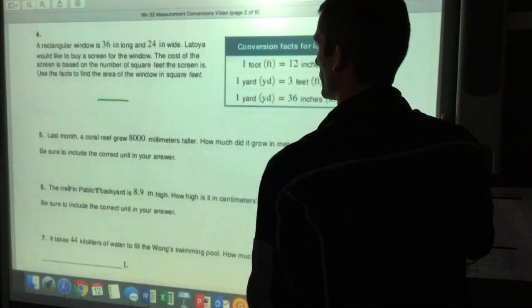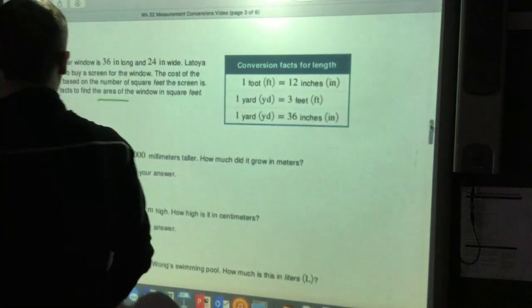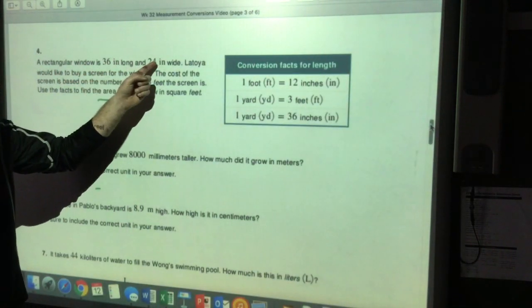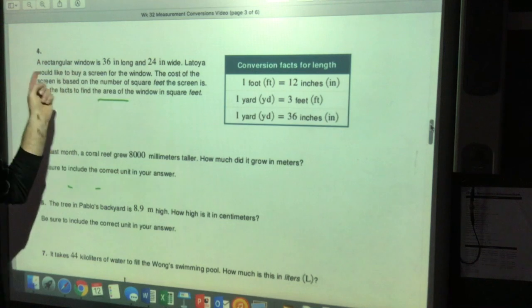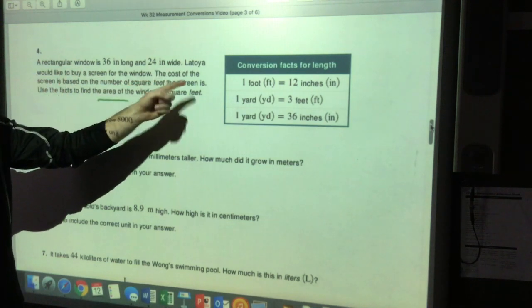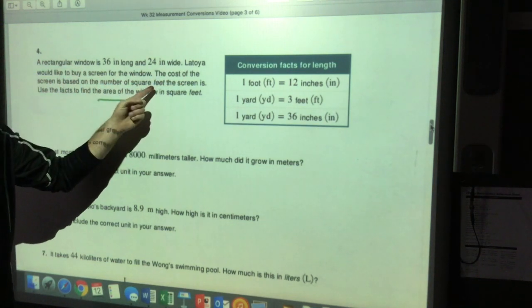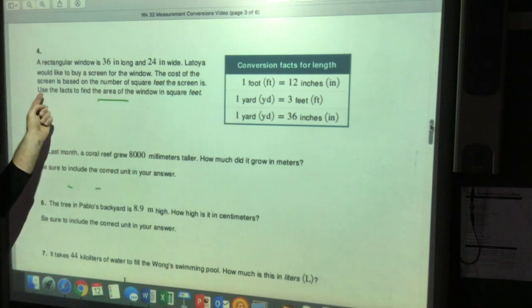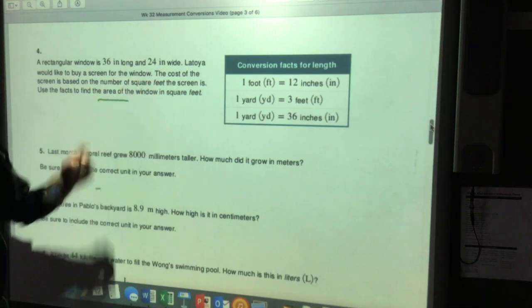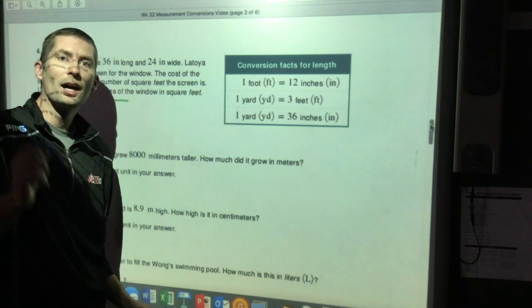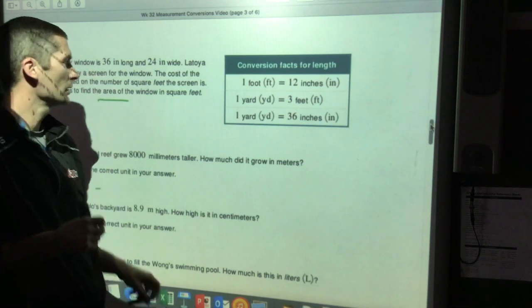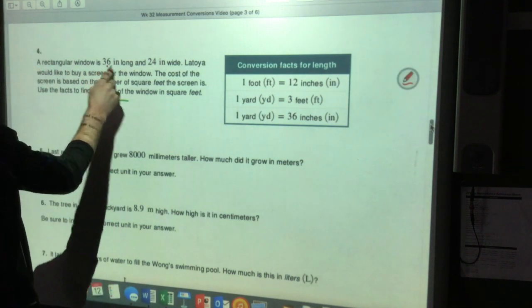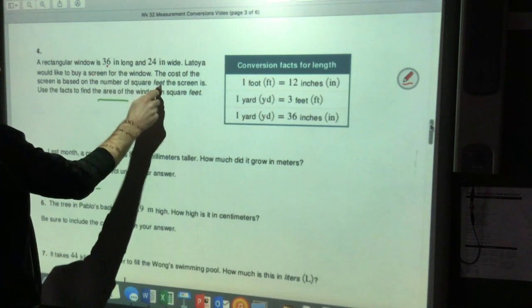Okay. Now we got a story problem. A rectangular window is 36 inches long, 24 inches wide. Latoya would like to buy a screen for the window. The cost of the screen is based on the number of square feet the screen is. Use the facts to find the area of the window in square feet. I like to change the units first. So let's change these inches to feet.